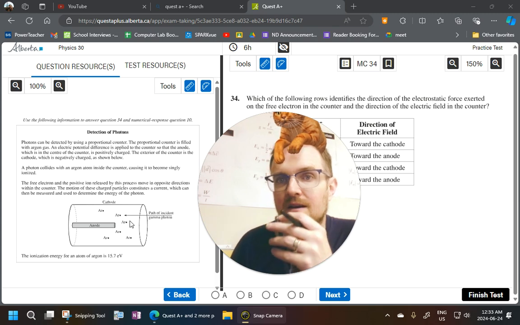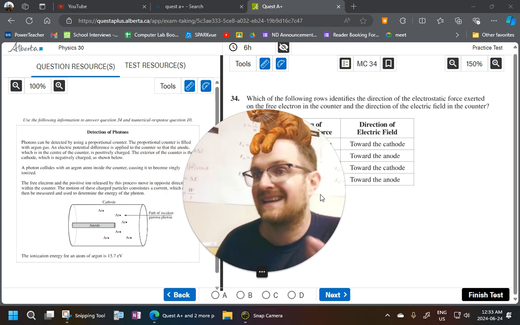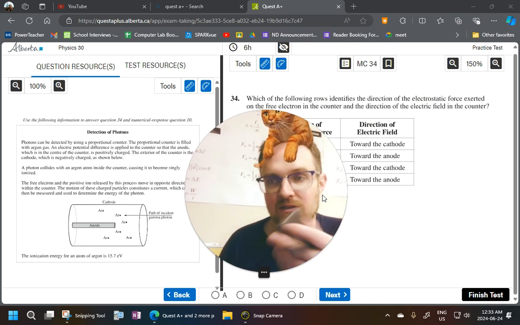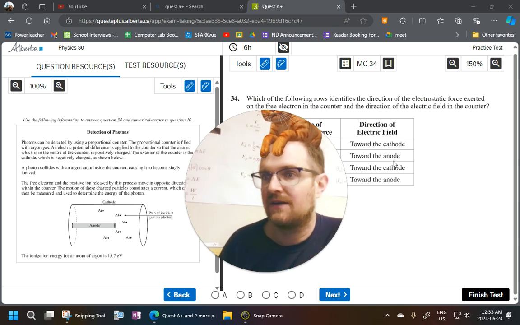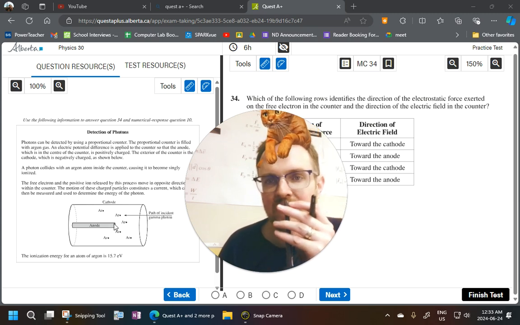Okay, so that means it's away from that, right? It's going away towards the cathode, because the anode is the positive charge that's coming out of that. So I can cross off towards the anode, it's going towards the cathode. Okay, so I got those electric fields going that way.